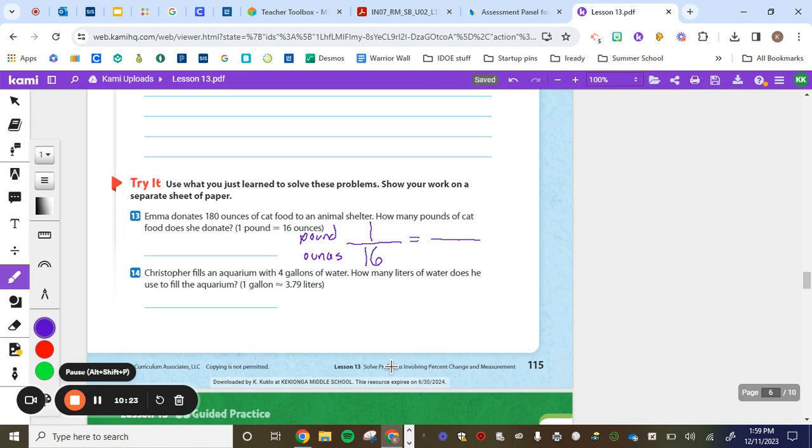So Emma donated 180 ounces. So that would be here 180 and then x. If you know your do-I-multiply-or-do-I-divide way, you can absolutely use that instead of the proportion. But a lot of times I have a hard time remembering, do I multiply or do I divide? But when we cross multiply that, we will get 11.25, and it was pounds.